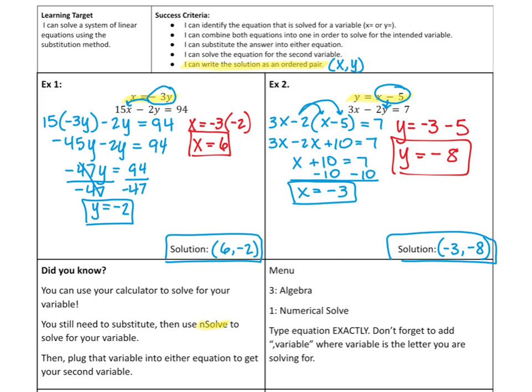As you see, there are some tips right there for how to use nSolve on the right side. And when you're solving using nSolve, don't forget to add the comma and then the variable that you're solving for. So if you're solving for y, you would put comma y. If you're solving for x, put comma x.